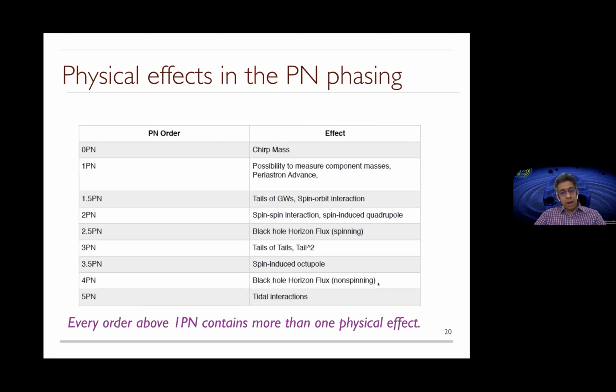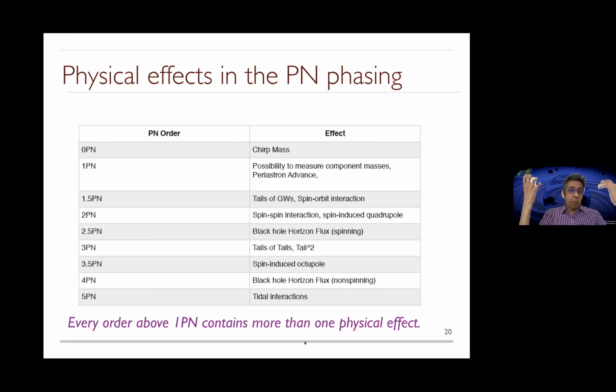The good thing and the bad thing about this is that every order above 1 PN contains more than one physical effect, because as you iterate more and more at different orders, there can be more than one physical effect, which of course is good in the sense that we are sensitive to a mixture of physical effects.